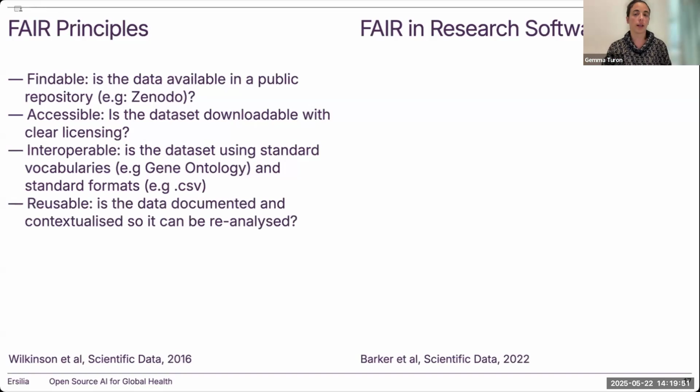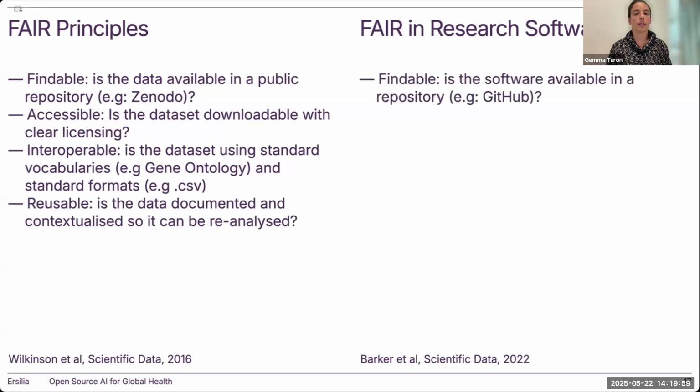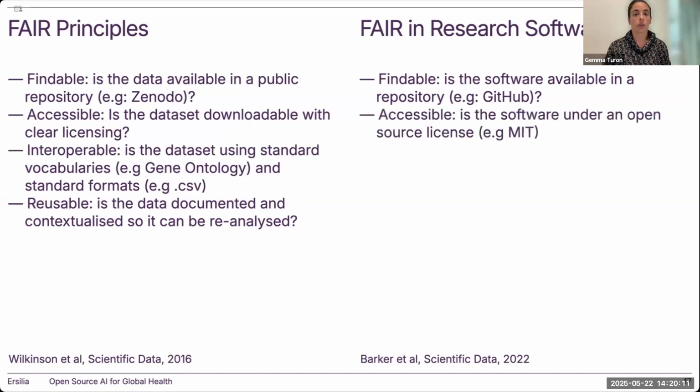So all these questions are now starting to be translated specifically for research software. So basically, is this research software findable? In our case, it means available in a code repository, hopefully with Git control. So in our case, it's GitHub. Also, is this repository accessible? Is it under an open source approved license, for example, the MIT license, though in our case, it's a GNU GPL version 3 license?